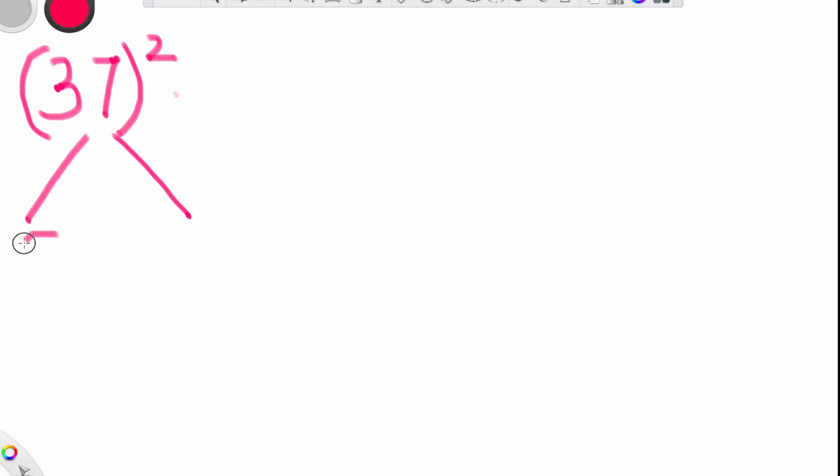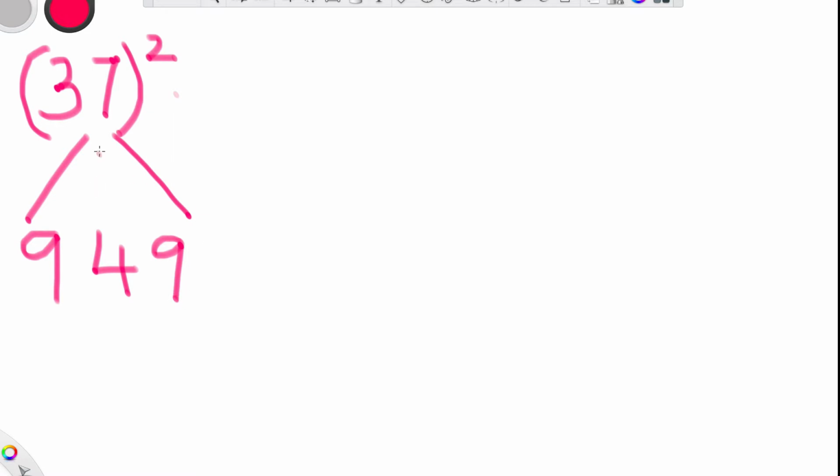Now let's start finding out the square for the number 37. So I'm writing the number 37 here and then a small number 2 on top of it to denote the square. Okay, the first step here is to find out the square for each digit in this number. So 3 square, 3 multiplied by 3 is 9. 7 square, 7 multiplied by 7 is 49. So 949 is the step 1 answer.